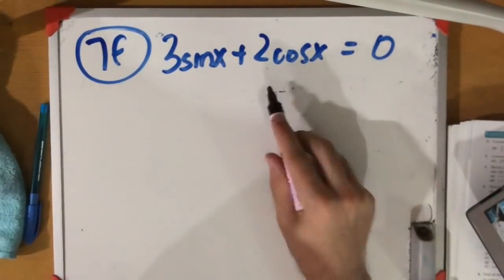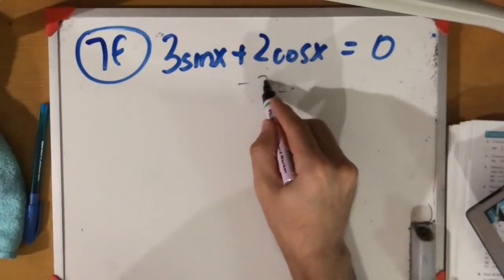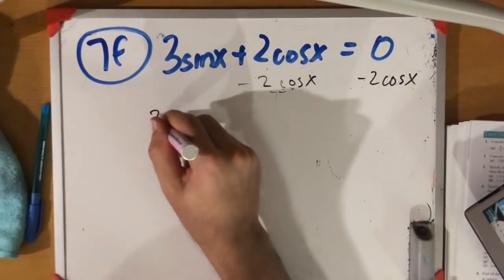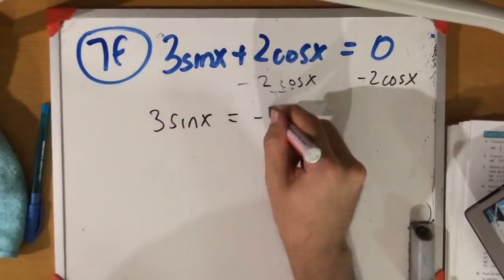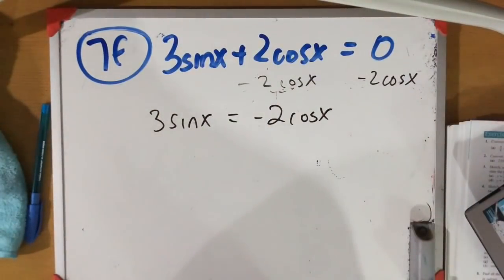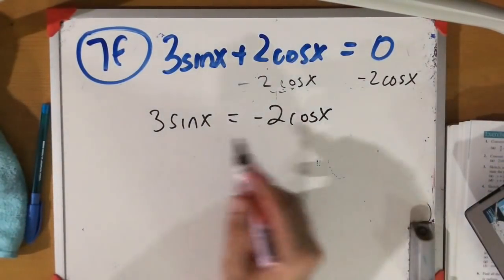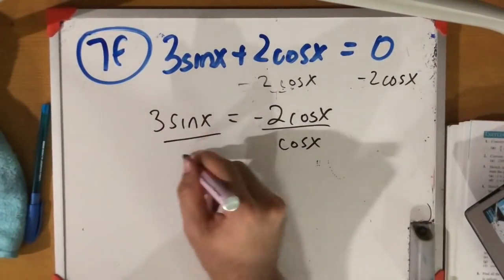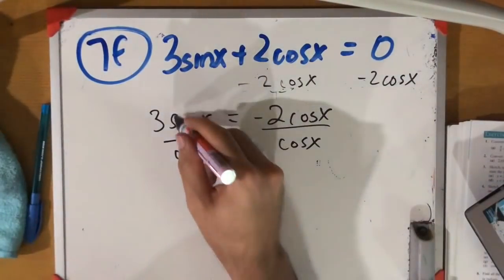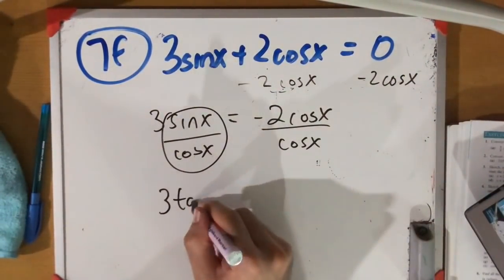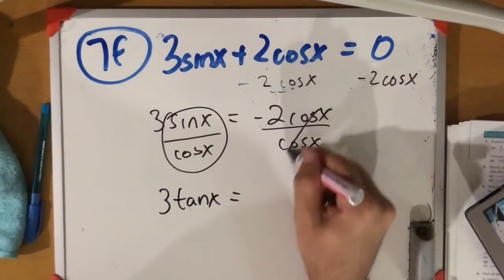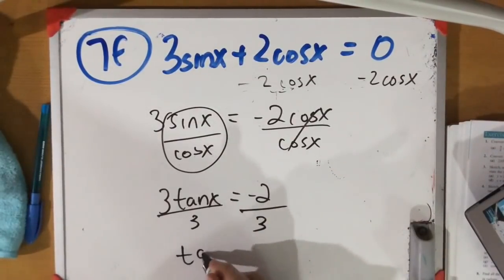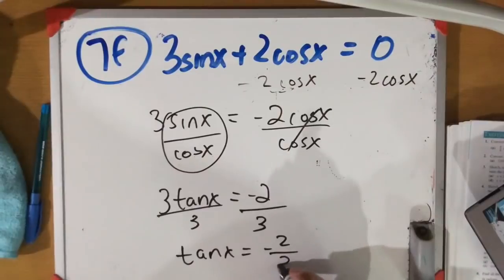All right, let's try 7F. Again, the best thing to do is put one of these on the other side. It doesn't really matter which one. We end up having 3 sine x is equal to negative 2 cosine x. Again, naturally, we should probably divide by cosine x, divide by cosine x. That way we have tan here. So 3 tan x is equal to, this cancels out, negative 2, divide by 3, divide by 3. Tan x is equal to negative 2 over 3.